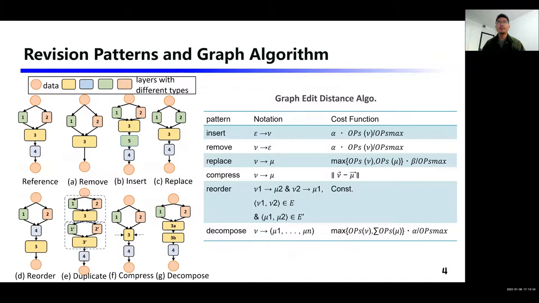By analyzing the evolution of other DNNs such as ResNet and DRN, we identify several common revision patterns: remove, insert, replace, reorder, duplicate, compress, and decompose. We then design cost functions for those patterns and develop a graph edit distance algorithm to automatically detect patterns from DNN graphs. By finding out the minimal graph edit distance, we obtain a revision sequence indicating the DNN changes step by step.